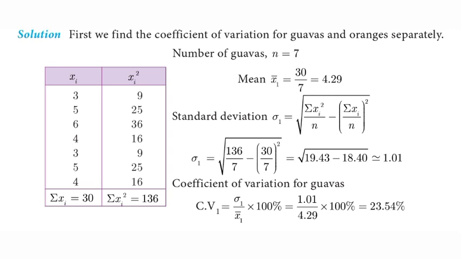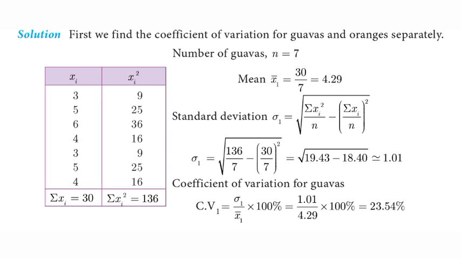Therefore we take the square of the x values. Therefore 3 square is, first one, yes, that is 9. What is the square of 5? Yes, 5 square is 25. Next, 6 square is 36. 4 square is 16.